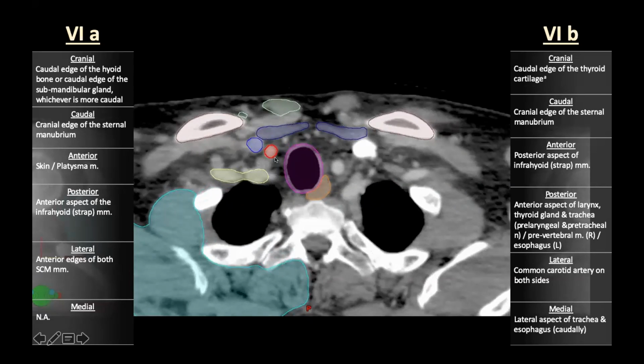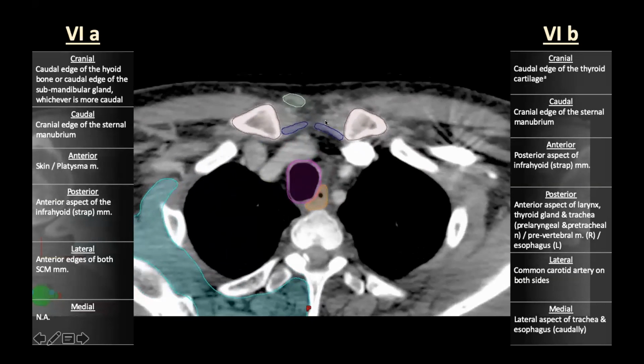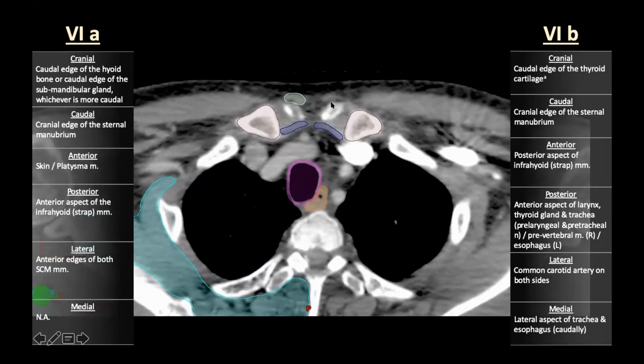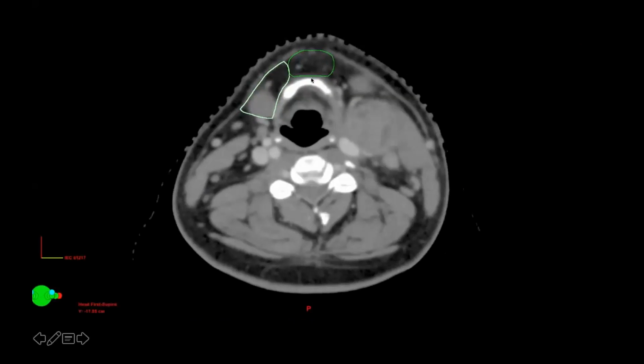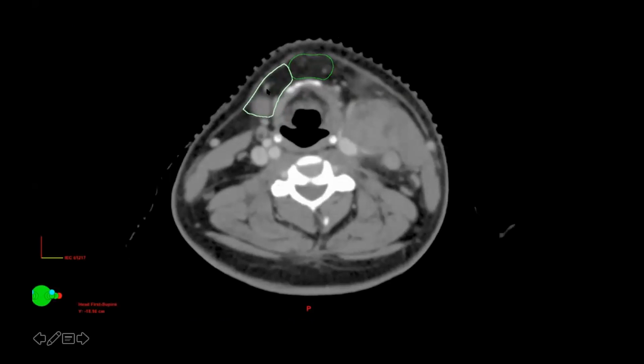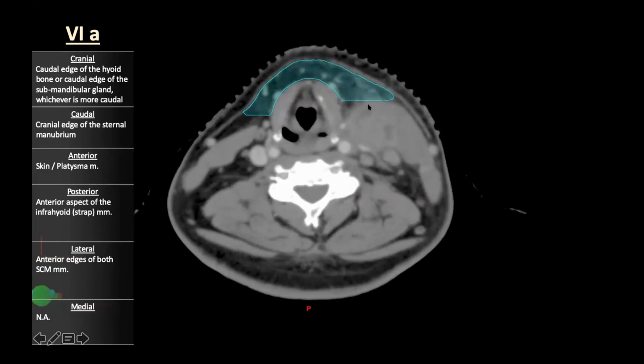Again over here, this is the 6B, restricted laterally by the vessels. Anteriorly over here, between the two sternocleidomastoids, anterior to the strap muscles and posterior to the platysma, is your 6A. These continue all the way up to the manubrium sternum. Once you start seeing the manubrium sternum, you'll stop contouring these levels. So we'll see the contours. This is your level 1A and level 1B. Once you stop seeing the submandibular gland, your level 1B will end and you will see your level 6A.